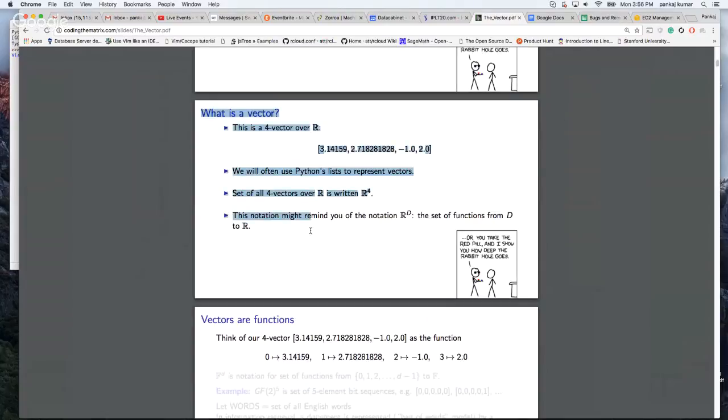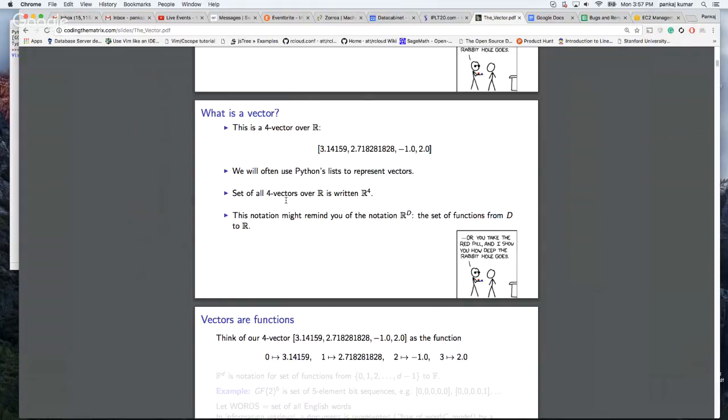a description of what a vector is. A vector is defined over a field like R, GF2, complex numbers, or any other field. Here this is a 4-vector. A 4-vector means 4 elements of the field R. The parentheses are the commonly used notation for a vector.